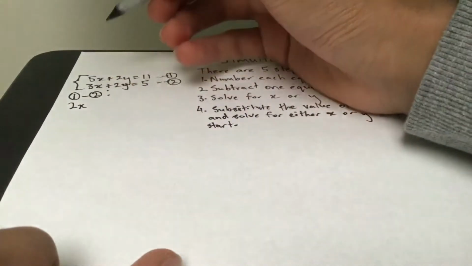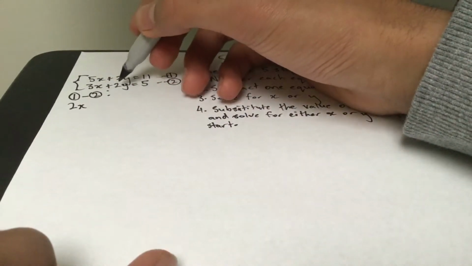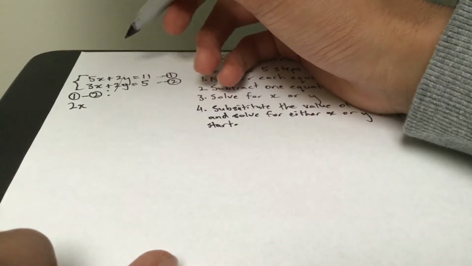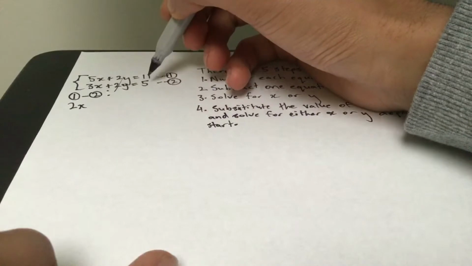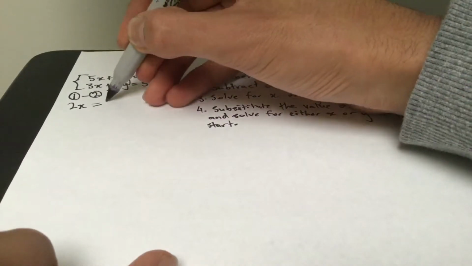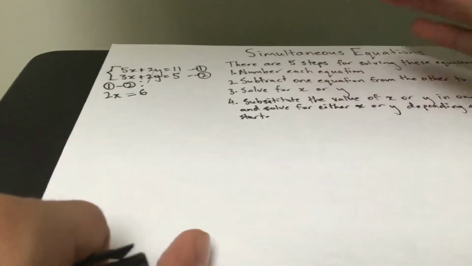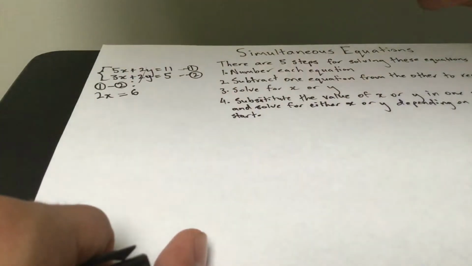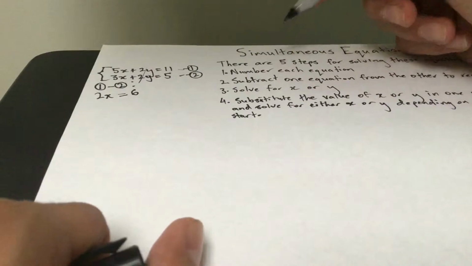When we subtract equation 2 from 1, we get 2x as 5x minus 3x. And then 2y minus 2y cancels out, so that's gone. And then 11 minus 5 equals 6. So we get 2x equals 6. So now we have to find x, which is our third step.